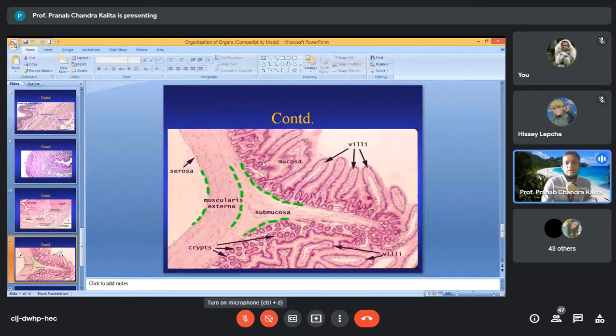Then next to this tunica mucosa comes the submucosal layer. This is a submucosal layer. You will find loose connective tissues. Next to the submucosa, you will come to the muscularis externa or the tunica muscularis layer. Two layers of smooth muscle you will find. And then lastly, you will find serosa, because it is intestine in the body cavity. Serosa, the mesothelial layer you will find.